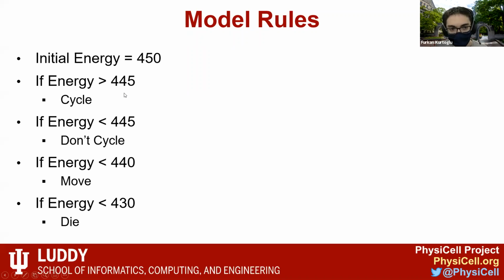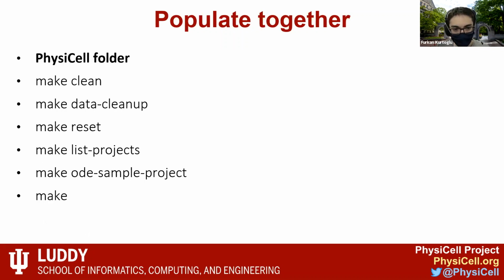So if energy is higher than 445, then they are allowed to cycle. If the energy is less than 445, they cannot divide. And if the energy is less than 440, they are trying to escape from the hypoxic part. They are moving. And if they reach 430, they die. Those are the rules.